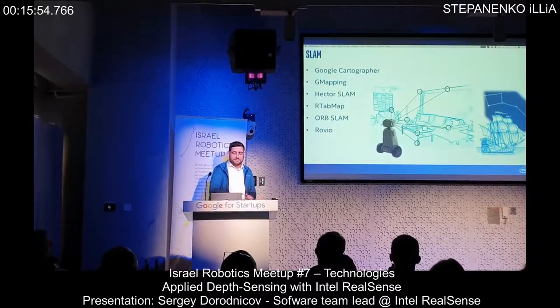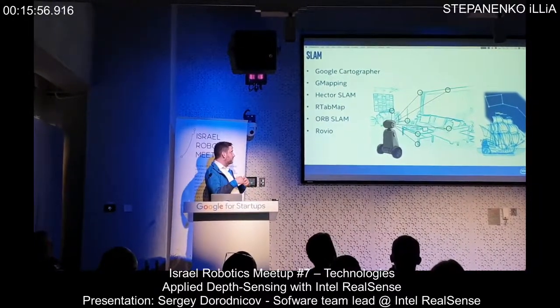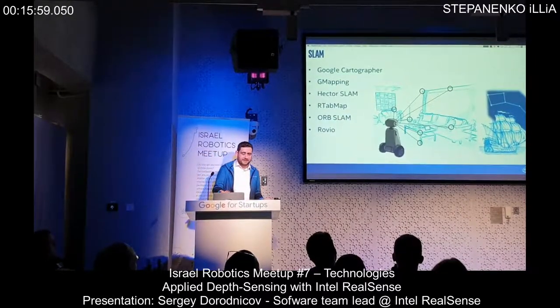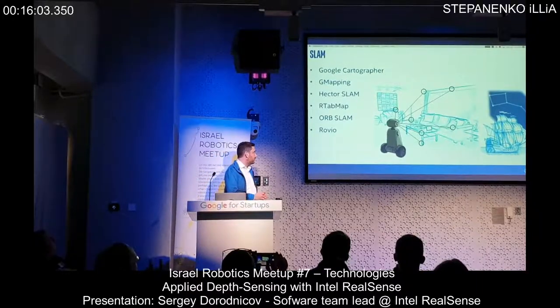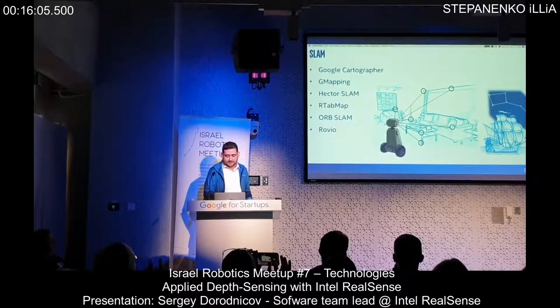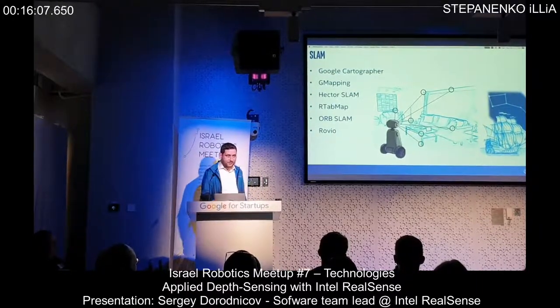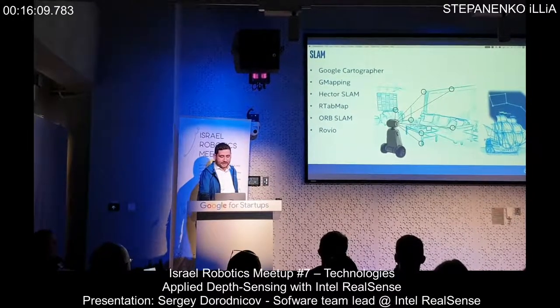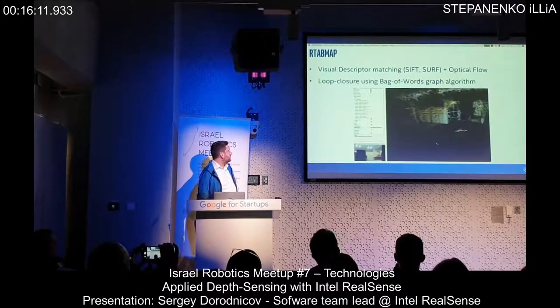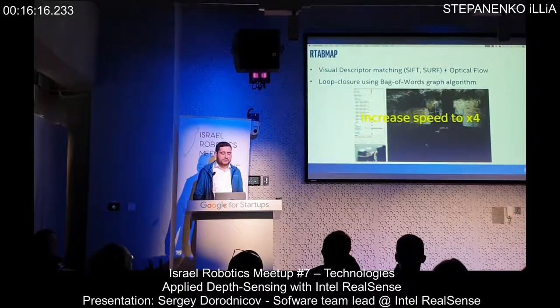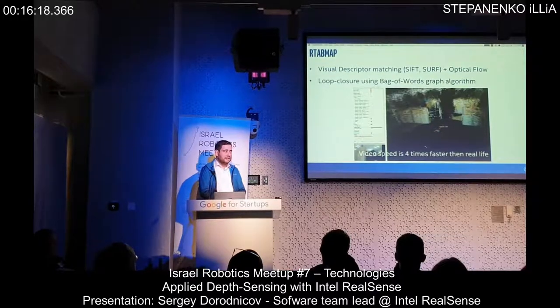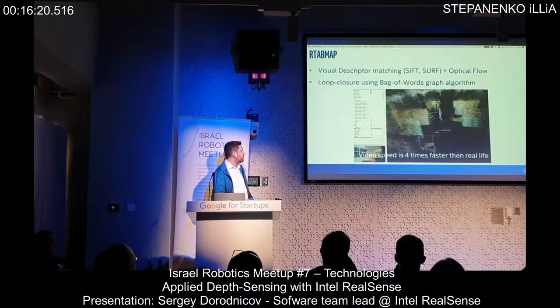With all this data, we can now plug it into any of the open source existing SLAM solutions, and we've seen quite a few. The one we chose for this demo is RTAB-Map. It's a visual odometry system based on descriptor matching that also incorporates optical flow.